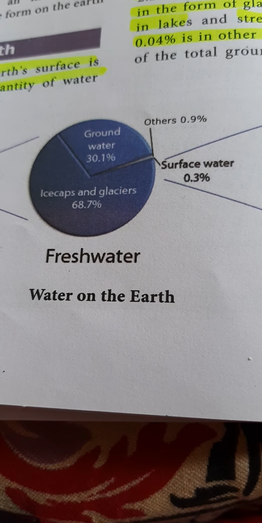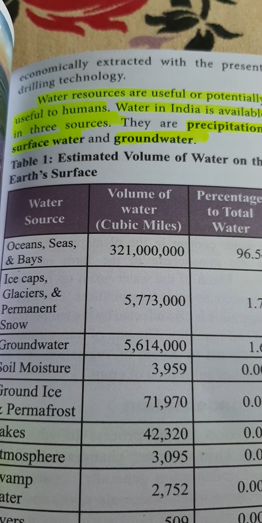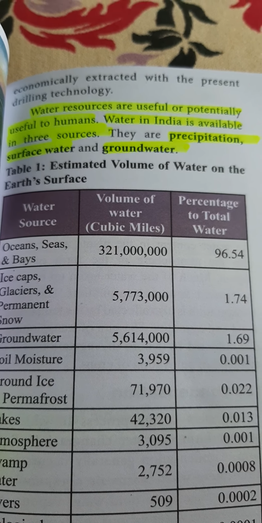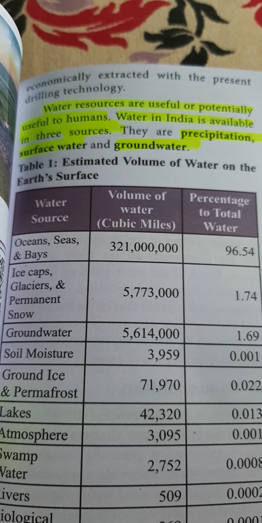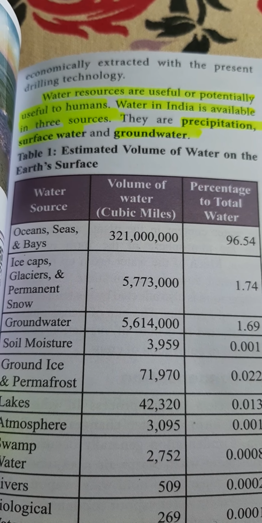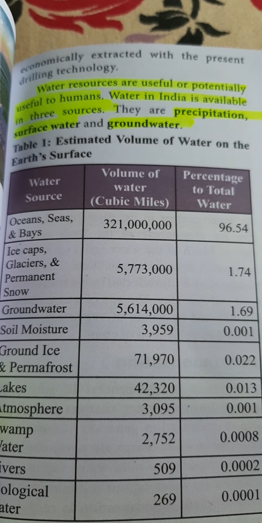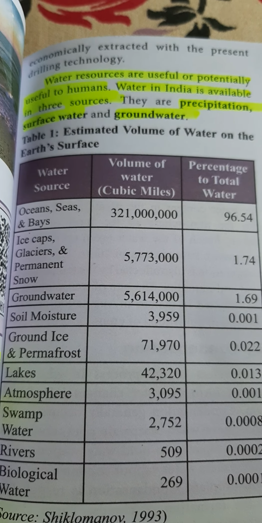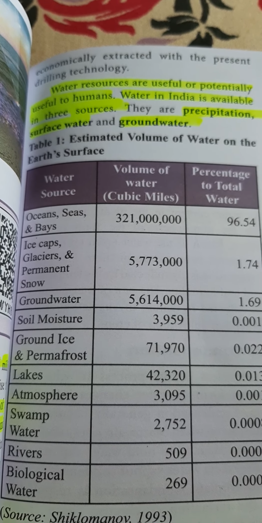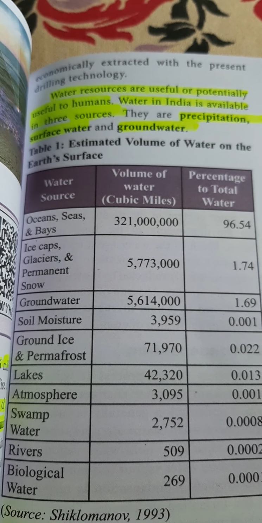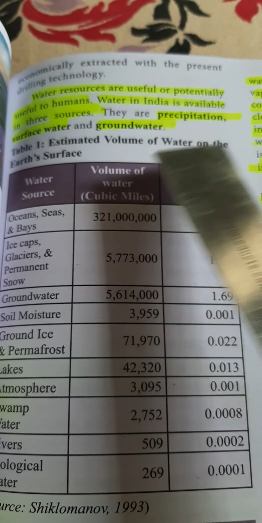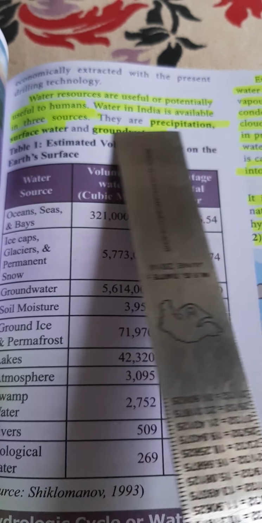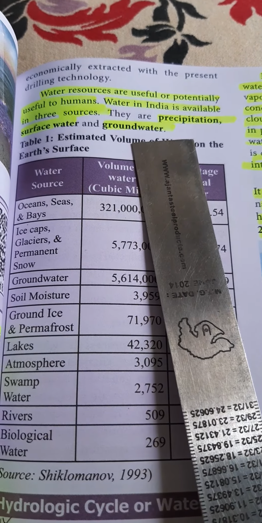Water resources. Water resources are useful or potentially useful to humans. Water in India is available from three sources. They are precipitation, surface water and groundwater. Have you all understood? Water is available in three sources: precipitation, surface water and groundwater.